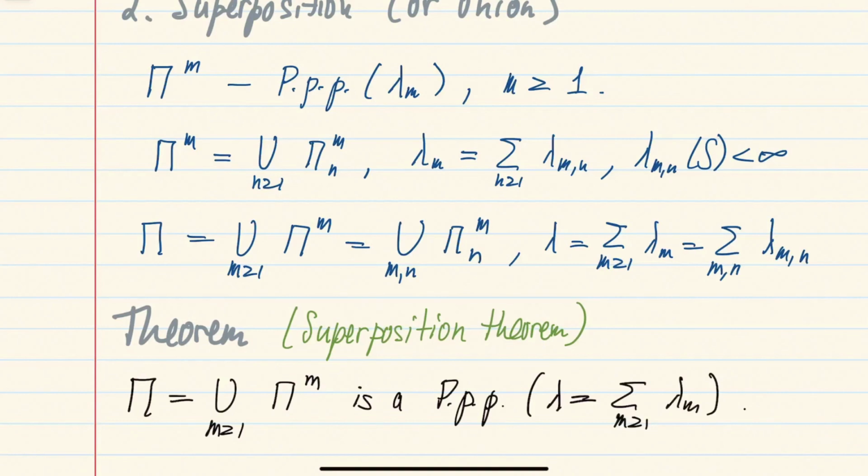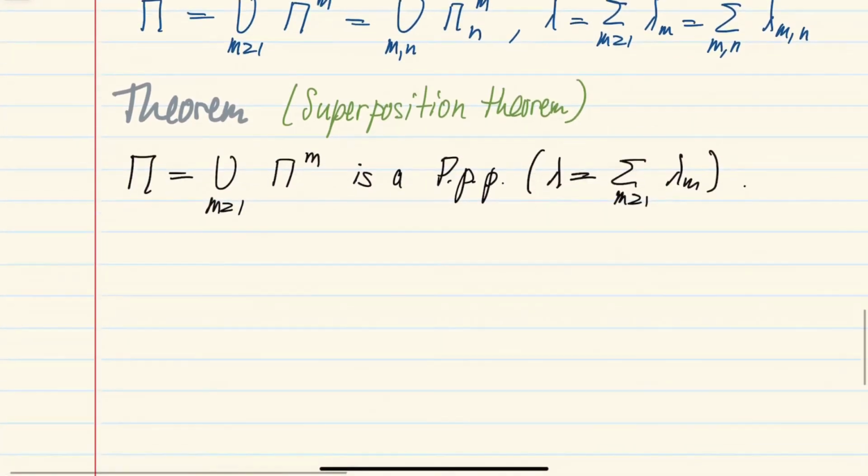So you can take a union of Poisson point processes and it will automatically be a Poisson point process. Clearly, this new mean measure is a non-atomic measure and also sigma finite. So the next operation that we'll consider is the so-called marking.